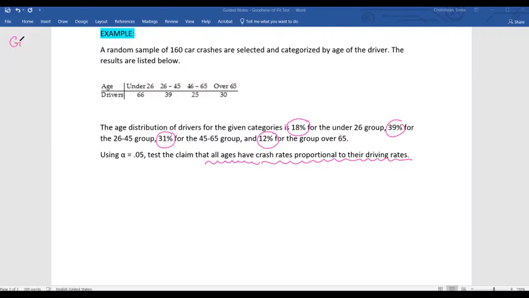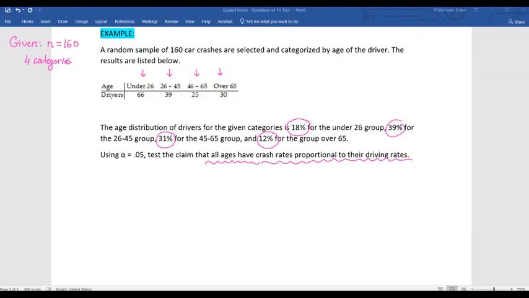Okay, let's write down the given information. We have 106 car crashes. That's the sample size. And we have 1, 2, 3, 4 categories. So make sure we know that we have 4 categories. And let's inspect a little bit the problem. This is about a distribution that fits another distribution.